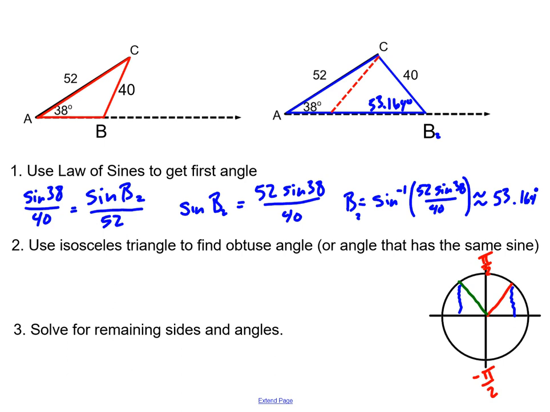Now notice that green angle then is an obtuse angle that has the same sine. So I could take 180 and subtract 53.164, and that would be this red angle.